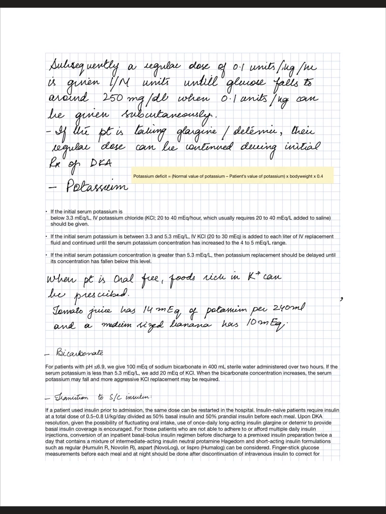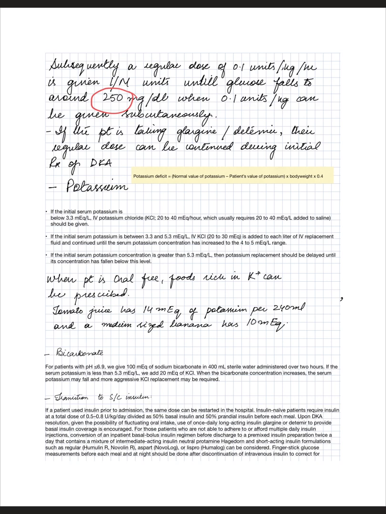Subsequently, a regular dose of 0.1 units per kilogram per hour can be given intramuscularly until the glucose falls to around 250 milligram per deciliter, when 0.1 units per kilogram can be given subcutaneously. So basically, in case of IM regime, you do not shift to subcutaneous insulin unless the glucose has fallen below 250 milligram per deciliter. The insulin that we usually use for DKA is regular insulin.